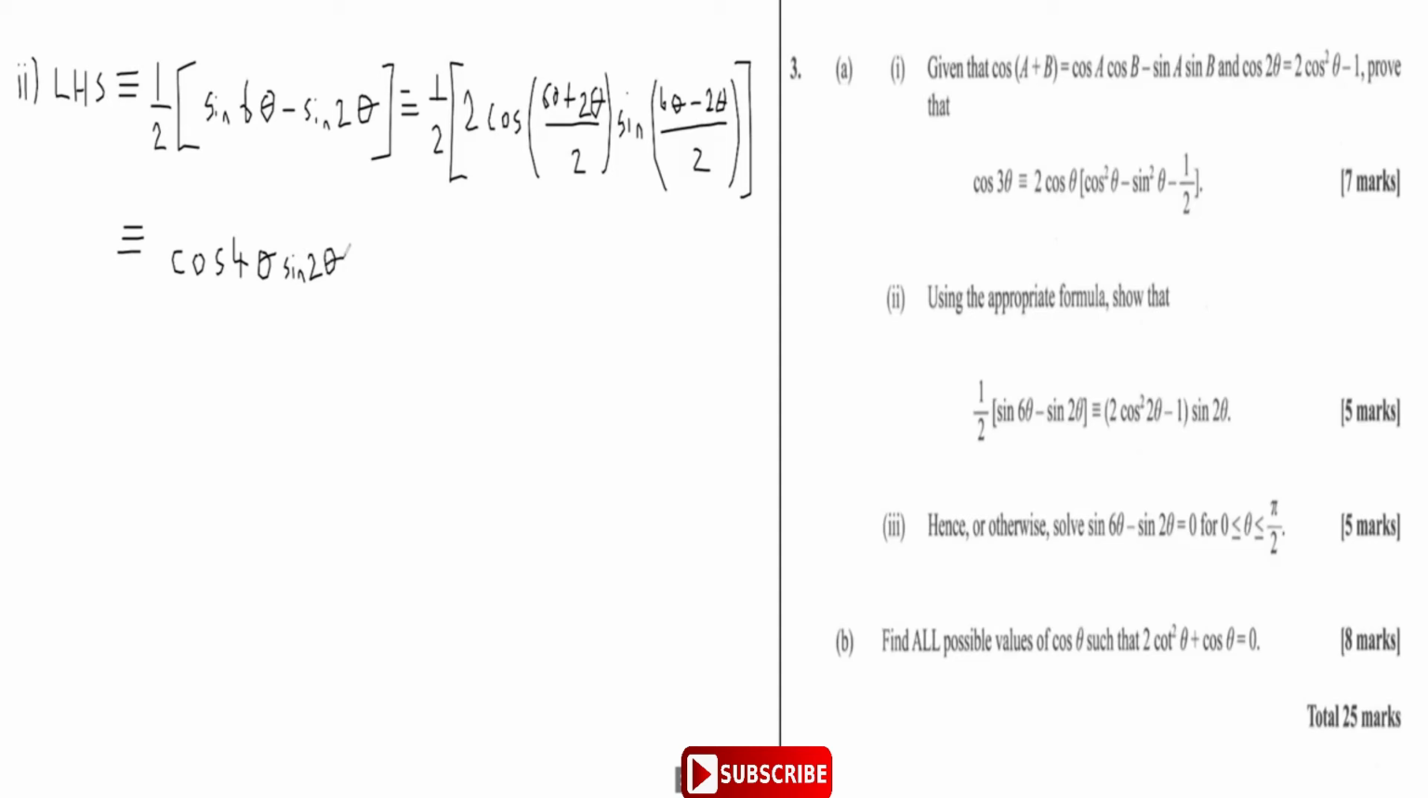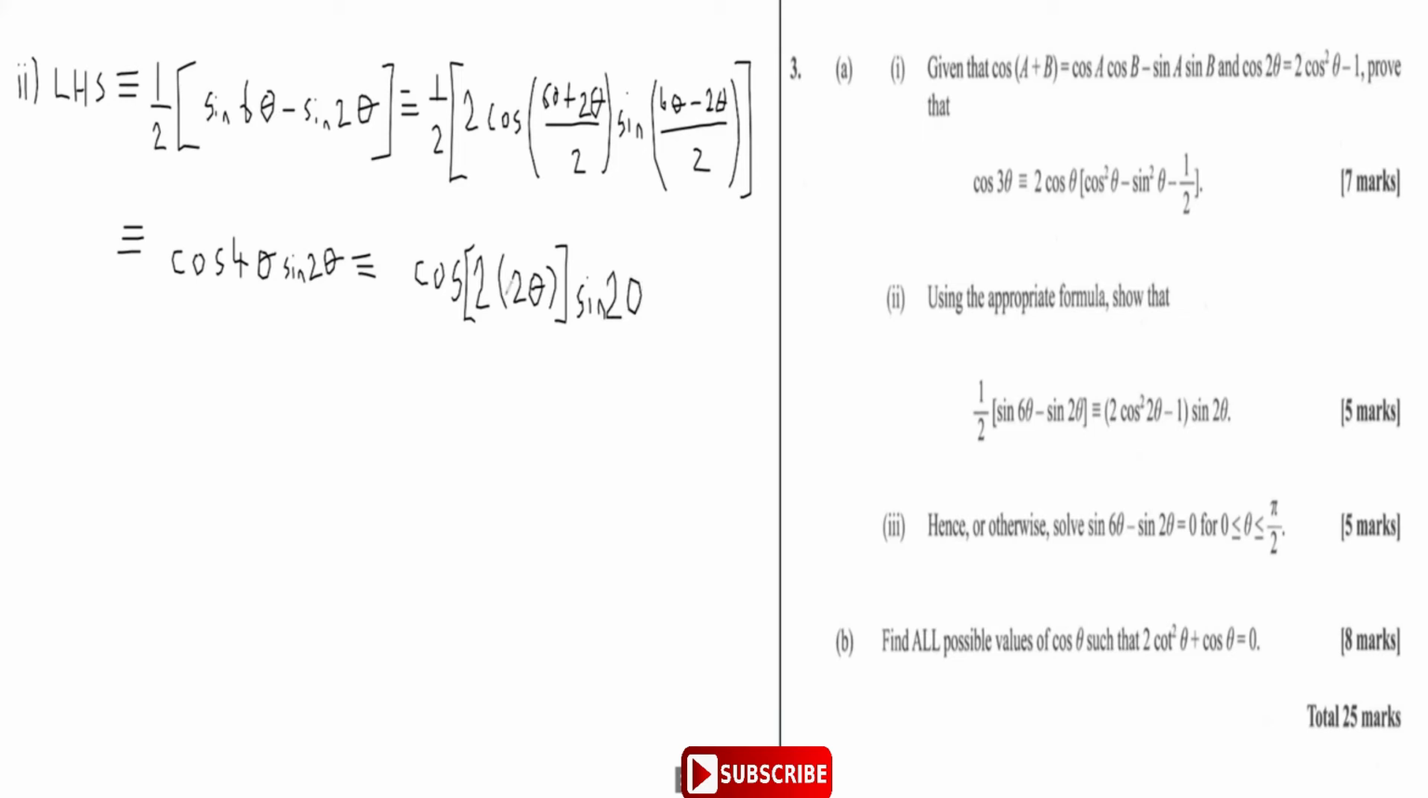Nice. But then look at this now. Cos 4 theta, we can break up cos 4 theta now. It can be looked at as cos of 2 times 2 theta, times the sine of 2 theta. We can always look at cos theta like that.